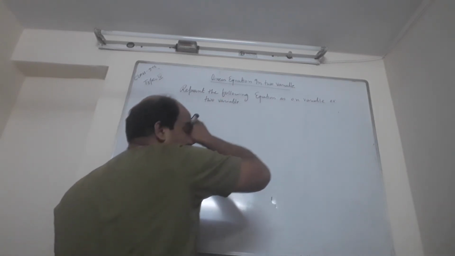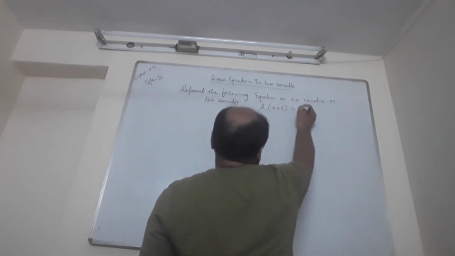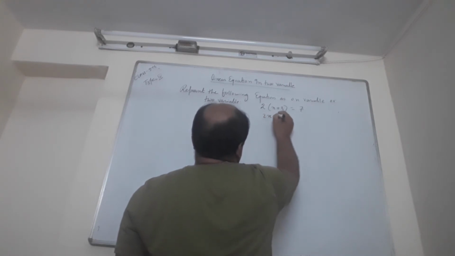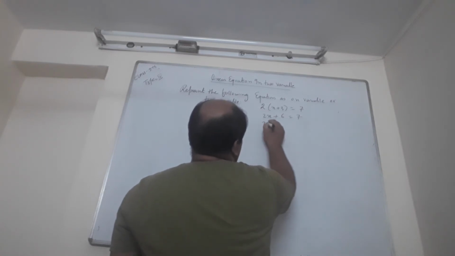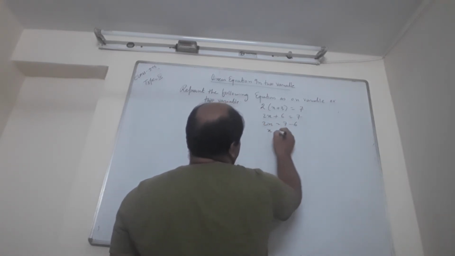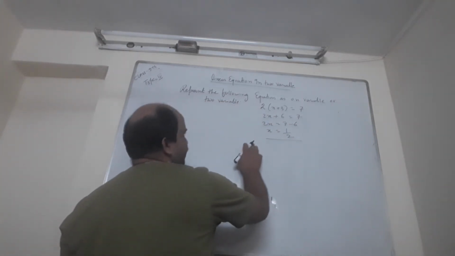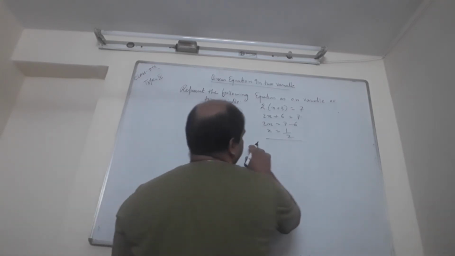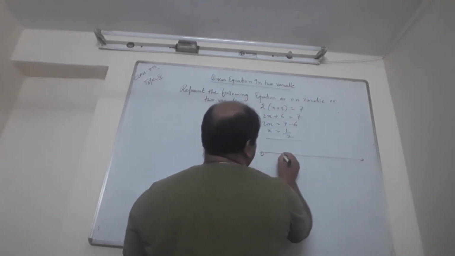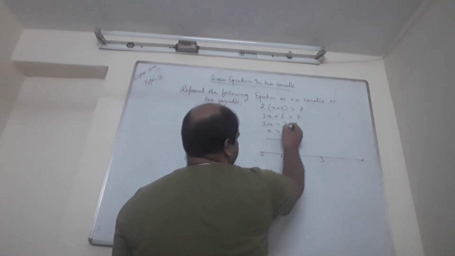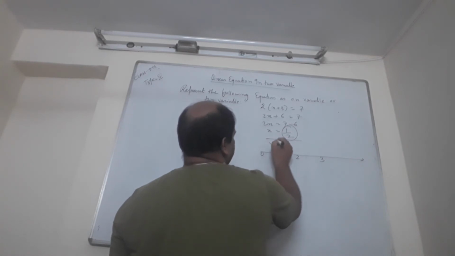So for showing this, let us take an example. 2 into x plus 3 equal to 7. So solve it. 2x plus 6 equal to 7. So 2x equal to 7 minus 6, x equal to 1 by 2. This is the one-variable equation. So for representing this in one variable, what will we do? We simply draw a number line on which we can write 1, 2, 3, and so on. But x equal to 1 upon 2 here, so half of the part from 0 to 1 is the representation of 1 by 2.